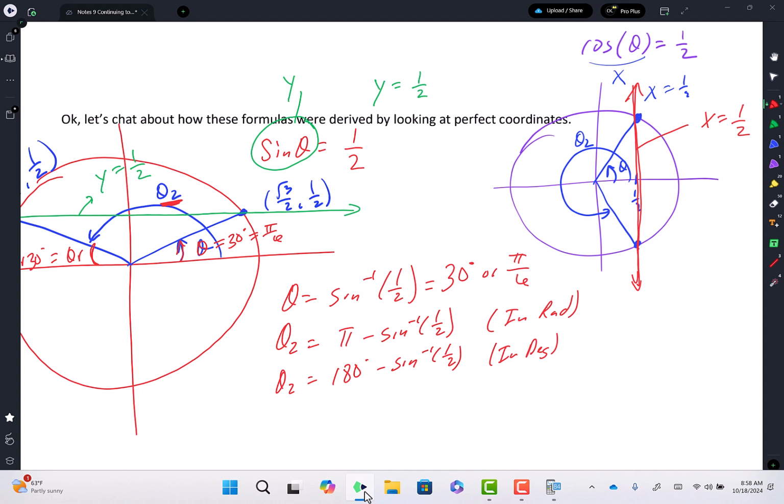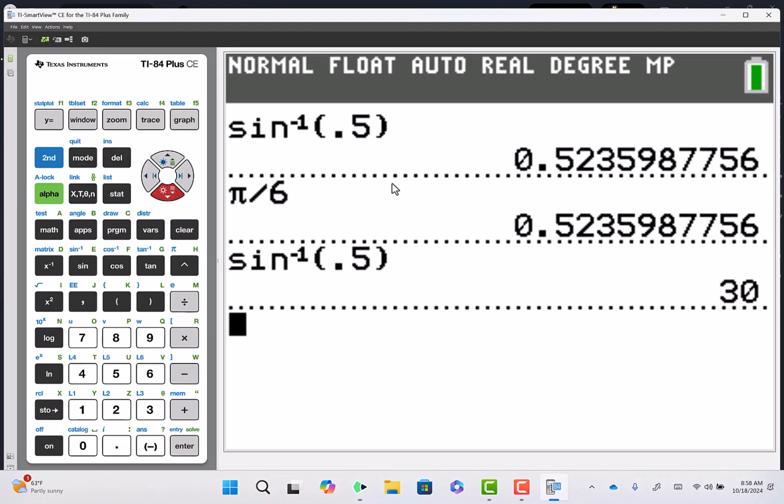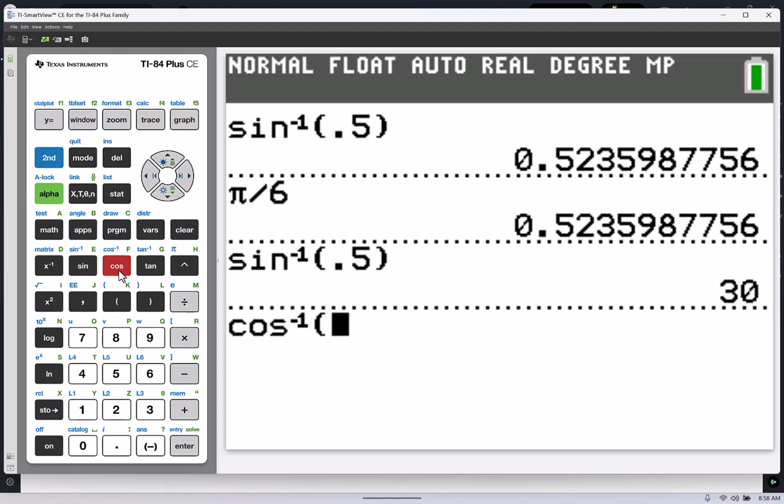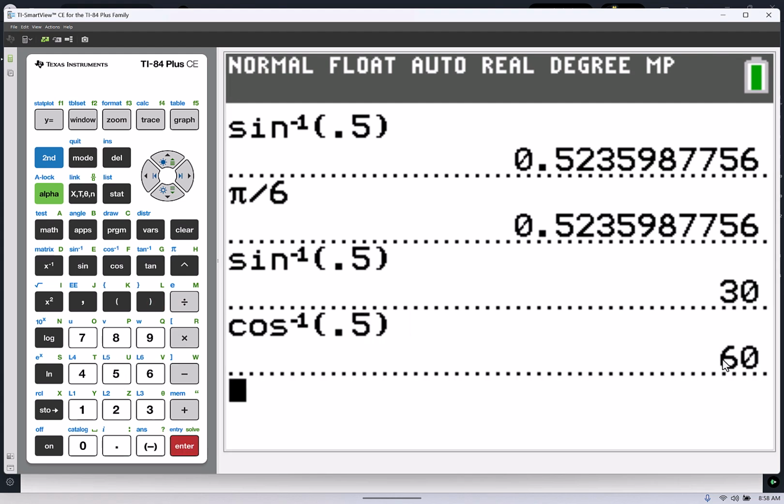So the calculator, again, will never give you that 60, it won't give you the second one. So that's why we do this all the time. Like, I know that theta has to be 60 degrees, right? And then what's the other one? 300 degrees? The calculator, no matter how hard you try, will never give you the 300 degrees. Look. I'm in degree mode. Arc cosine of 0.5. No matter how hard you try, it's always going to give you 60. It'll never give you the 300.